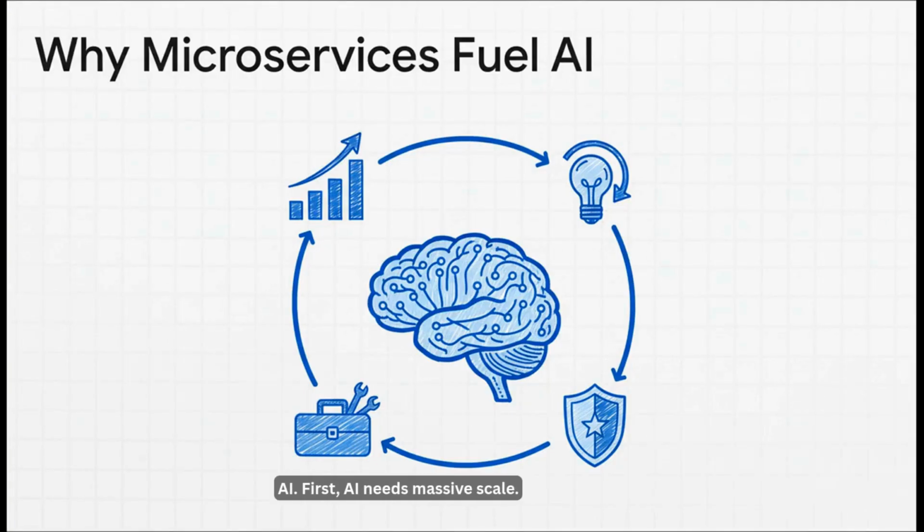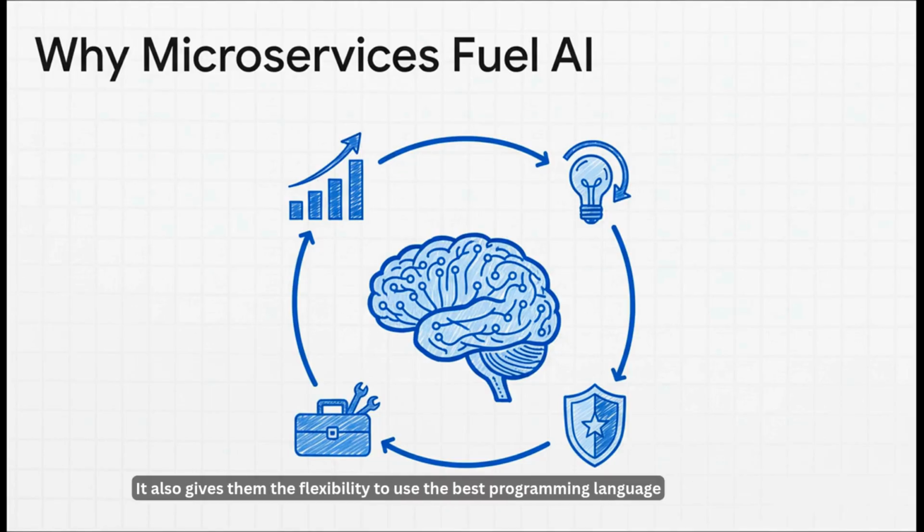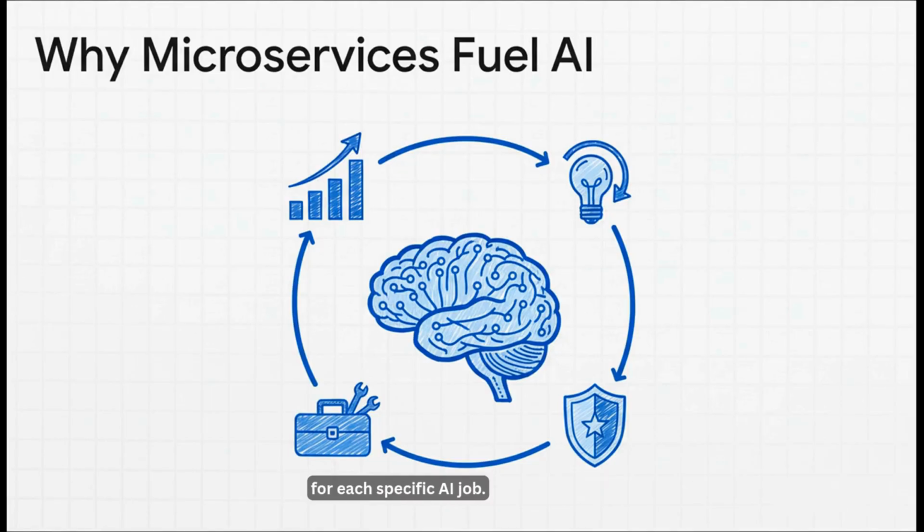First, AI needs massive scale. A recommendation engine handling billions of requests has to scale on its own. Then there's rapid innovation. AI teams can update a machine learning model multiple times a day without touching the rest of the app. It also gives them the flexibility to use the best programming language for each specific AI job. And critically, it builds in resilience. If one AI feature fails, it doesn't take the entire application down with it. That is a game changer.